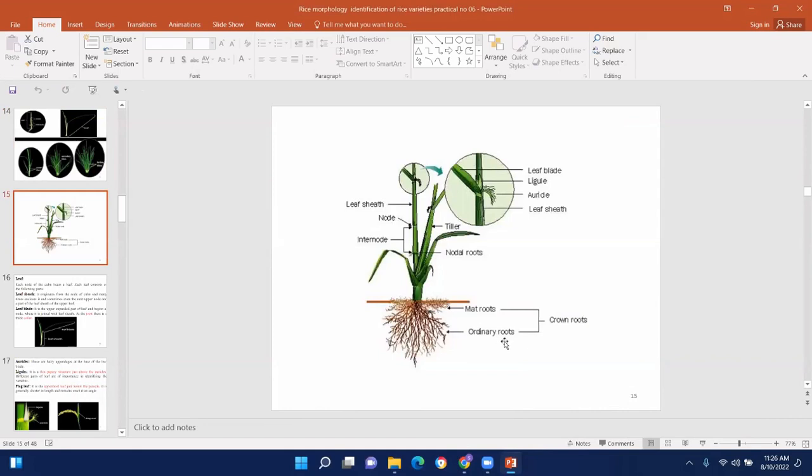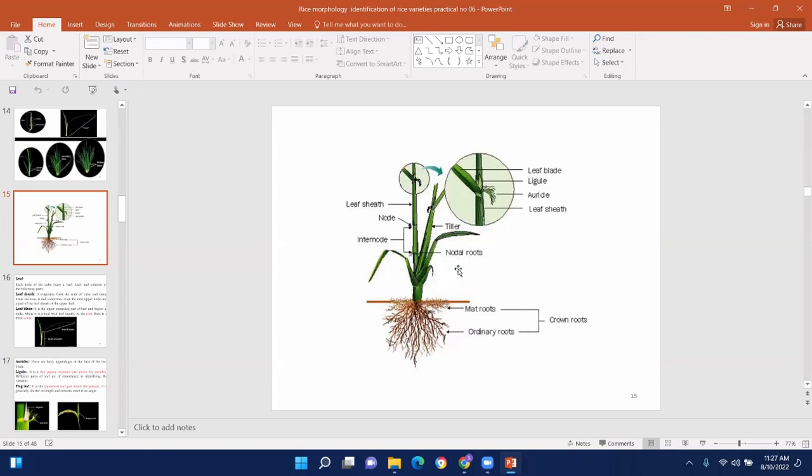Now the root system: the ordinary root system, the ground root. Both are called ground root because they are below the soil. The upper part of the plant, or the root part, we will call the ground structure. This is called the ground structure. Okay, like that here we have the ground root.